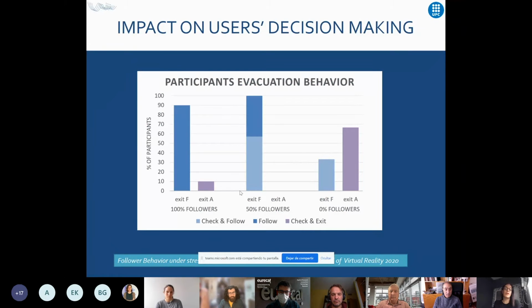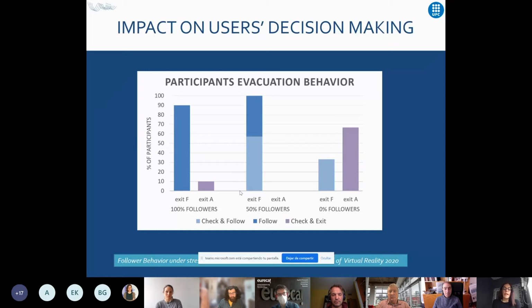So, for instance, here on the left-hand side is the case where all the participants run towards an exit. In the center, we have the case where only half of the crowd started running. And on the right-hand side, we have the case where nobody would start running. Virtual avatars would just continue with their activities. So when everybody would run, all the avatars would run towards the exit, and pretty much all participants, 90% of them, immediately started running following the avatars and left the building through the hidden exit just by following the crowd.